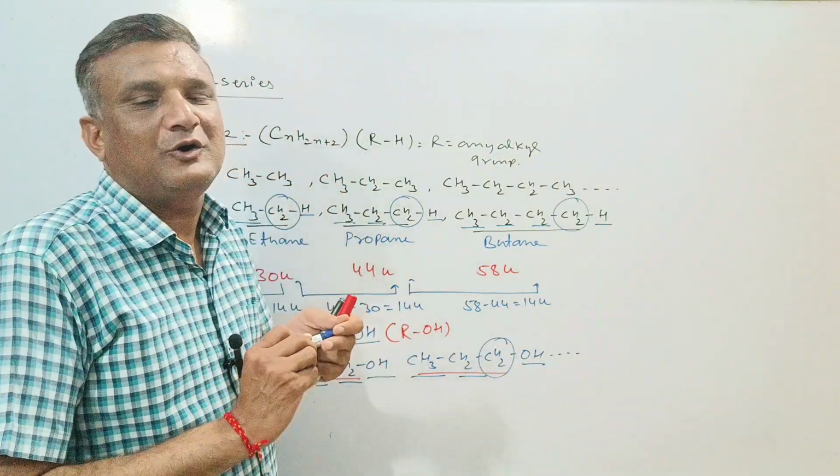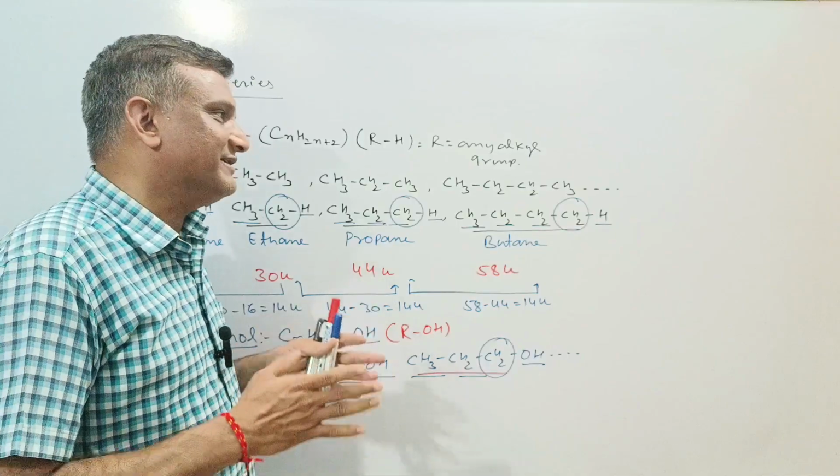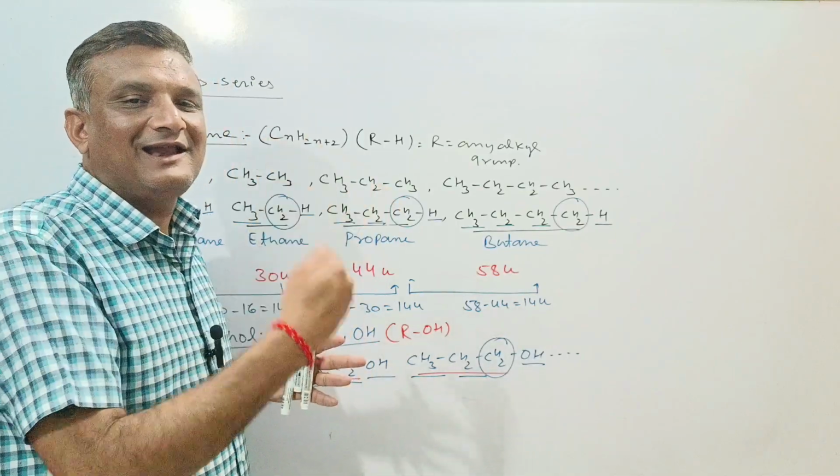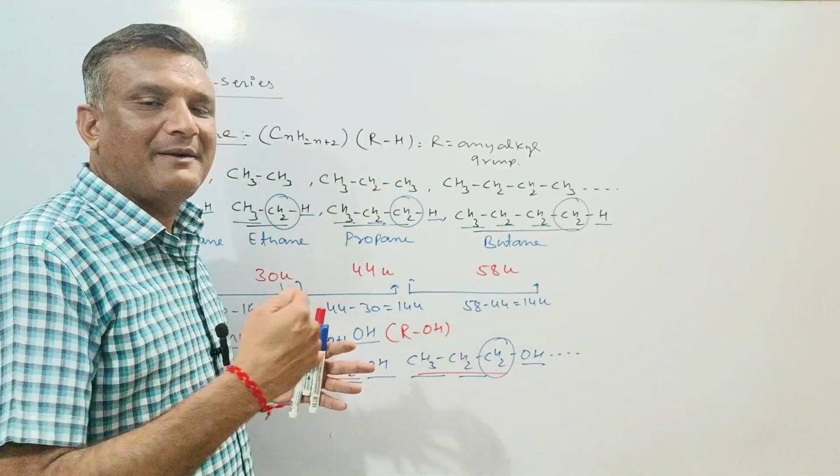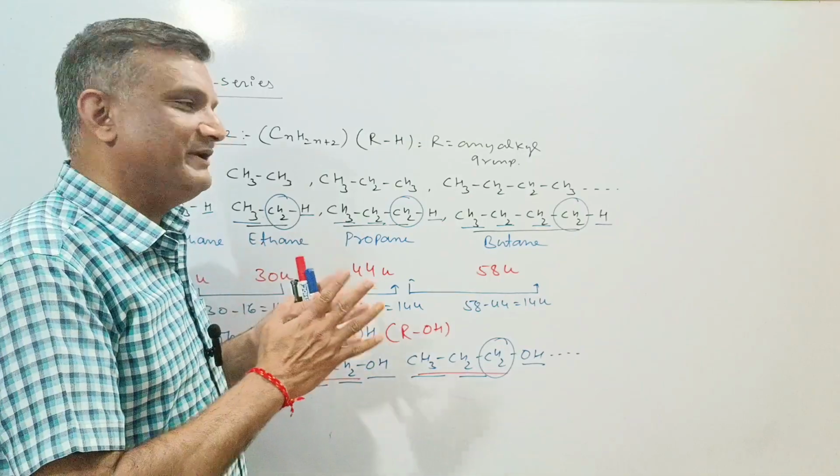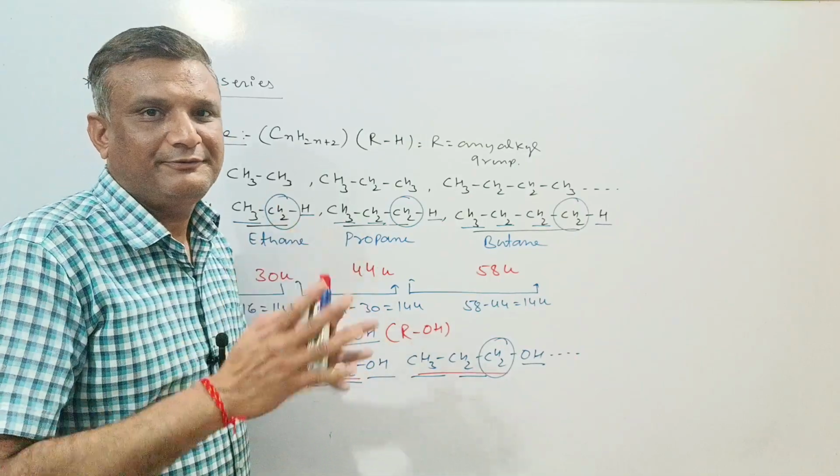So this was about the homologous series. You can take different examples of alkene, alkyne, alkyl halide, different amines, and so on. So be with me, I'll give you a lot of matter.